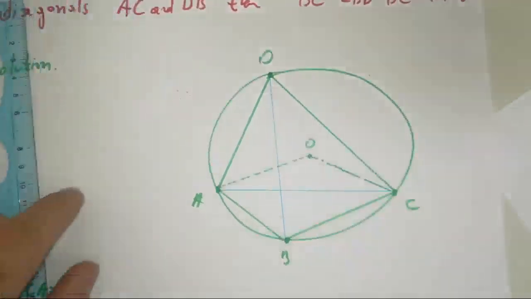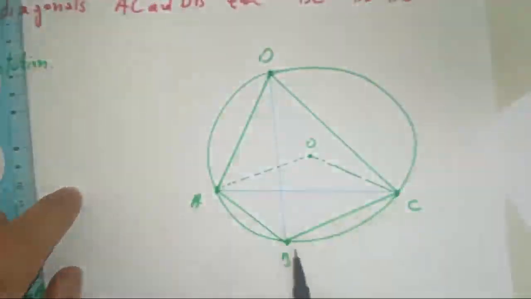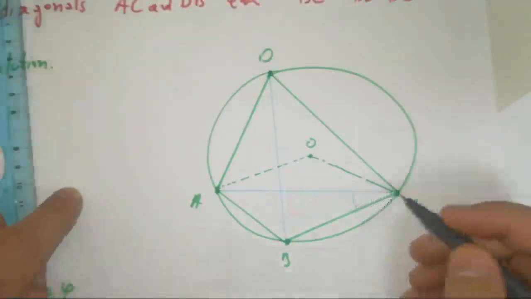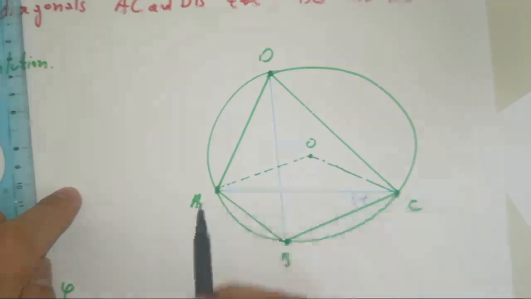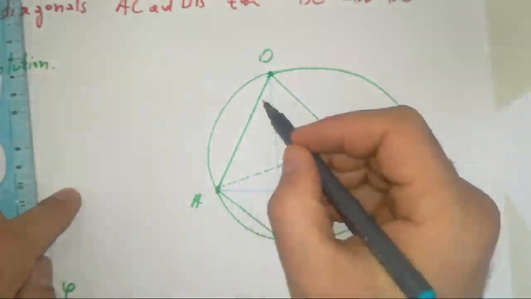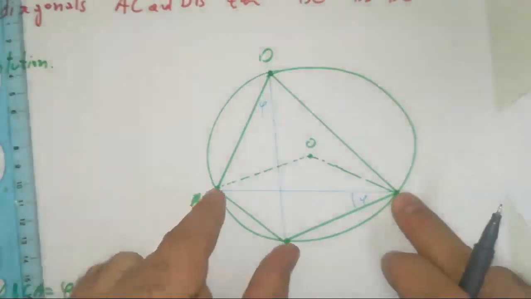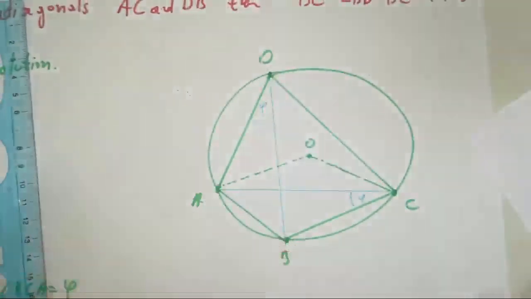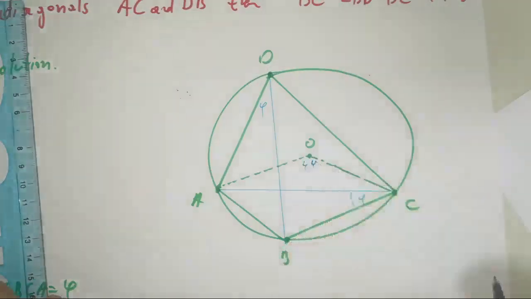It's given that AOC is 4 times BCA. Let's say this is angle phi. All right. Let's say that this is angle phi. Then if BCA is phi, then BDA is also phi. How do we know that? Because these two triangles are constructed on top of the same arc. This angle should be 4 phi.